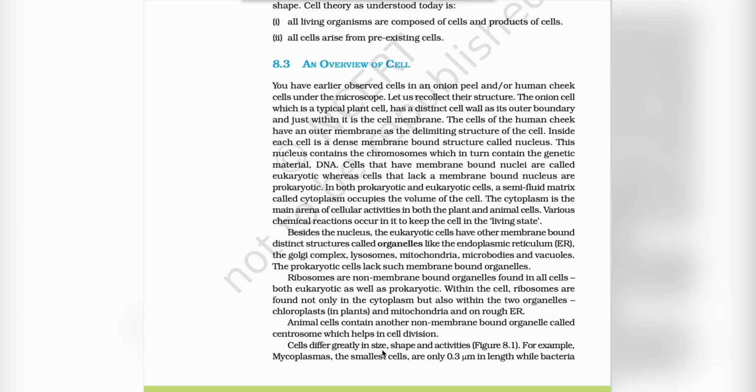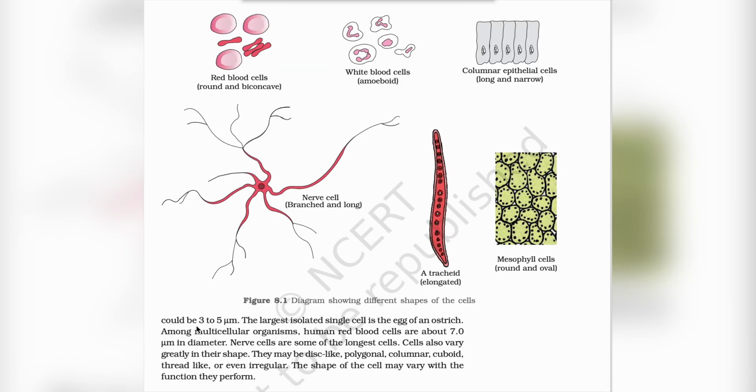Cells differ greatly in size, shape and activities, as you can see in figure 8.1. For example, mycoplasmas, the smallest cells, are only 0.3 micrometer in length, while bacteria could be 3 to 5 micrometer. The largest isolated single cell is the egg of an ostrich. Among multicellular organisms, human red blood cells are about 7 micrometer in diameter. Nerve cells are some of the longest cells.